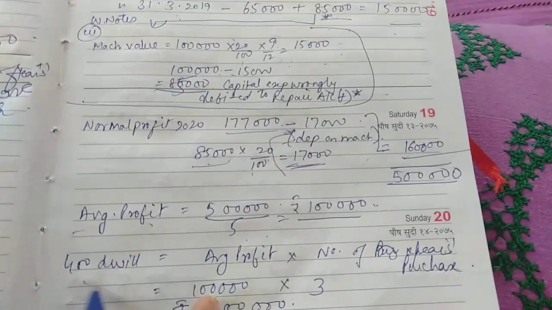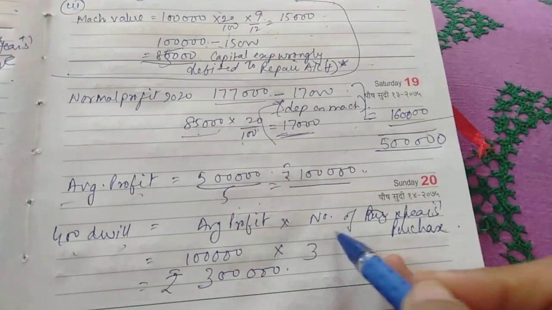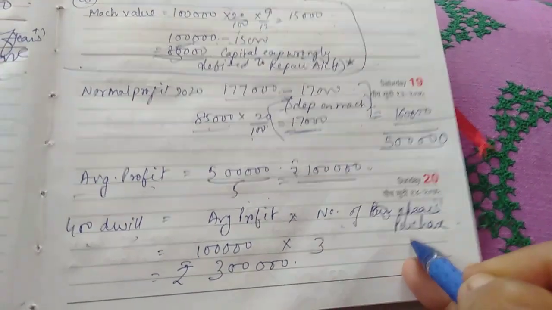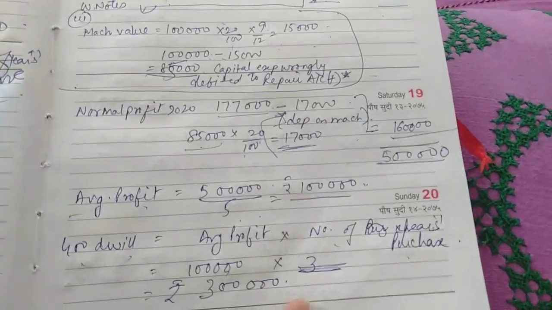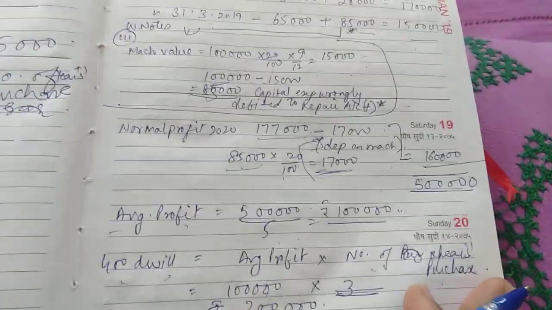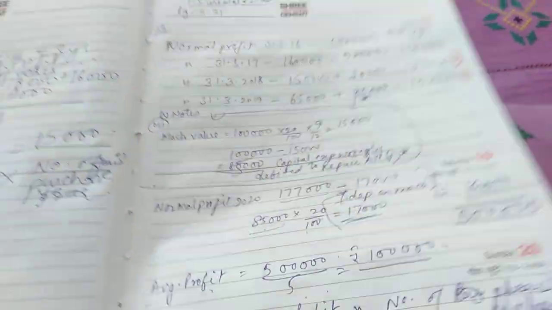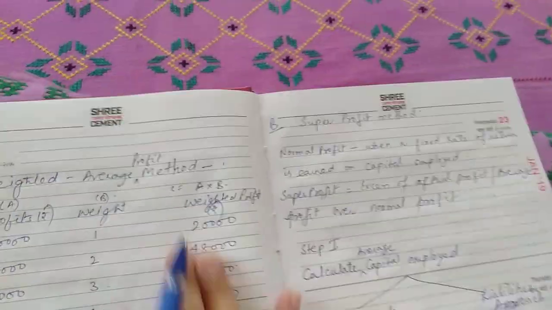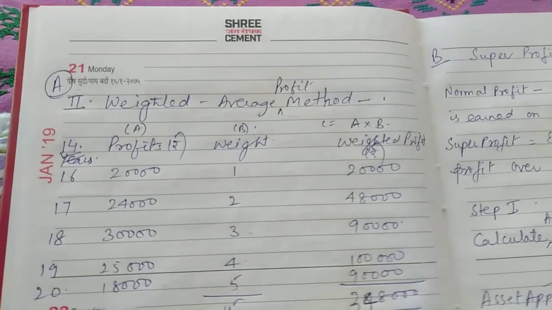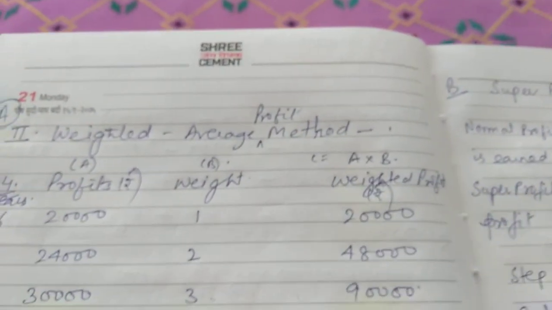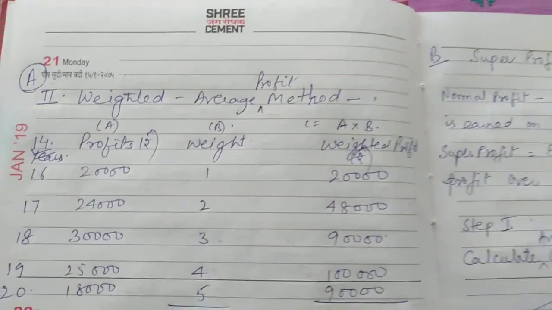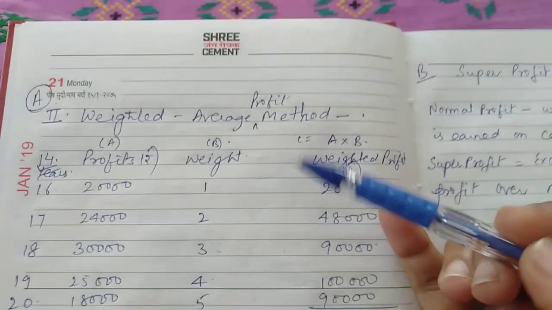Now goodwill, the formula of goodwill is average profit multiplied by number of years purchased. So 1 lakh multiplied by 3, already given in your question. So your answer is 3 lakh. Clear? Now I'll switch to the second method of average profit, which is the weighted average profit method.